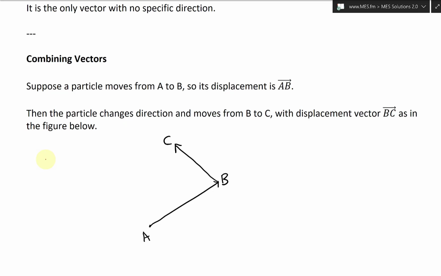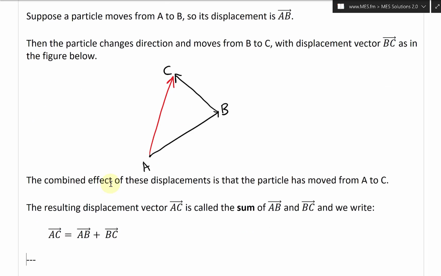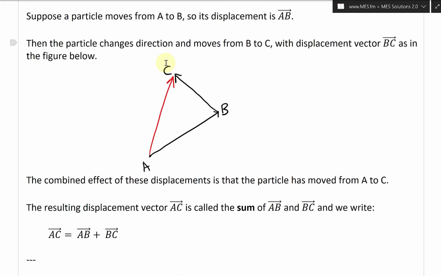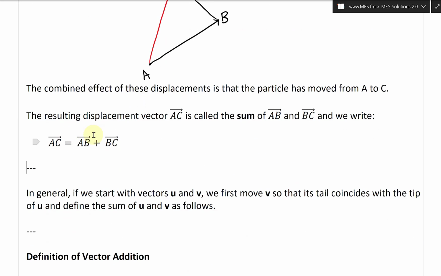And now what I'm going to do is, well, there's another vector we could draw. We can go from A to C, like that. And I'll do that in red. So that's basically the combination of these two. All right, so now the combined effect of these displacements, so again, from A to B, then B to C, is that the particle has moved from A to C. So same thing as just going from A to C. The resulting displacement vector, AC, is called the sum of AB and BC, and we write AC with an arrow, the vector, equals AB arrow plus BC. So going from here to here is the same as adding these vectors. Again, we're adding vectors, not just numbers.